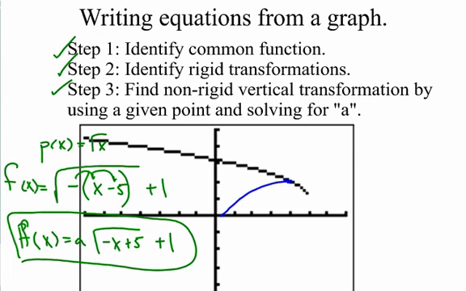So this is a quick tutorial on how to identify basic equations that have been transformed, given a graph. First thing, you want to identify the common function. Next, identify the easy rigid transformations that have been moved right or left or reflected. And then you want to figure out if you can find the non-rigid vertical transformation by using a given point and solving for the a value, which is the multiplier next to the parent function. So, hope that helps, and happy mathing.